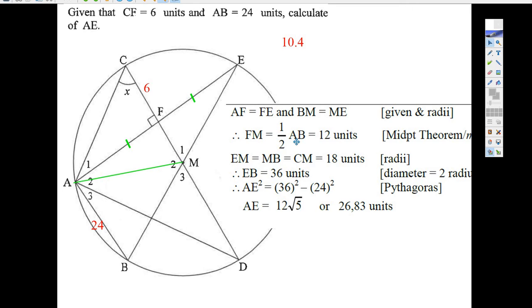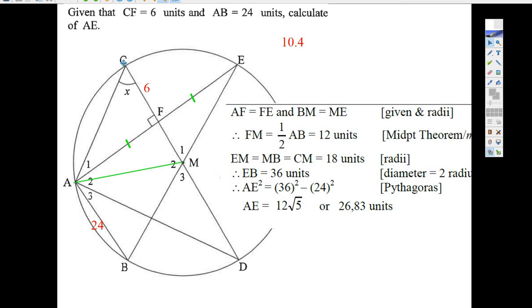And why is that? Well, look. Because we've just joined the midpoints. It's the midpoint theorem. You've got a triangle in here, AEB. You've joined the midpoints of the triangle. So that means that FM is going to be half of what AB is. That's the midpoint theorem. It says they're parallel and that FM is 1/2. So now we've got FM is 12.